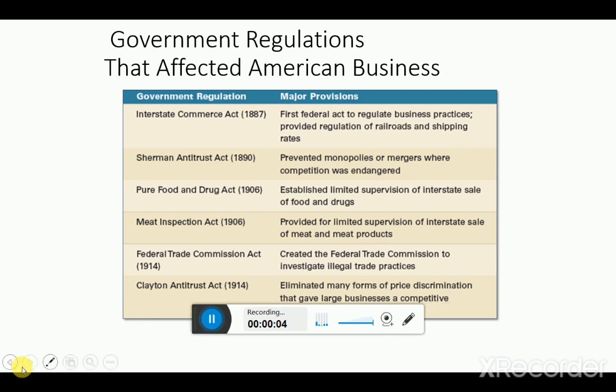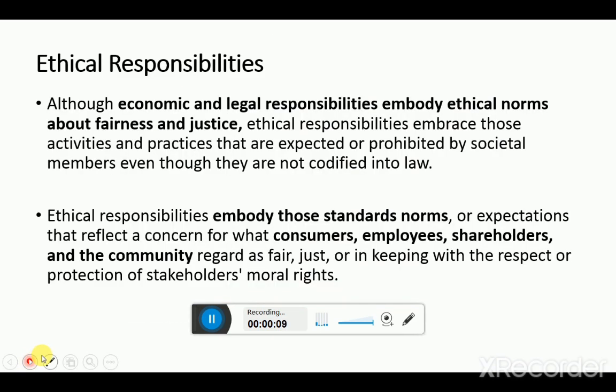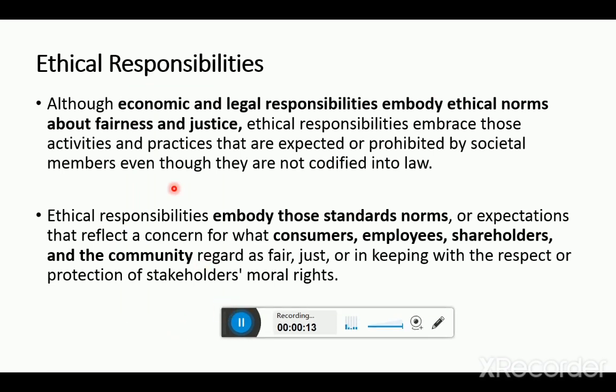Okay, students. Now, the next we have is ethical responsibility. Now, what is ethical responsibility? Ethical responsibility simply means that do the right things and don't do the wrong things. It means follow the good actions and don't follow the bad actions.